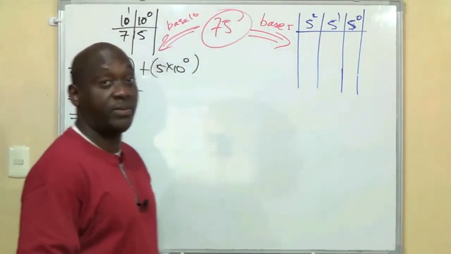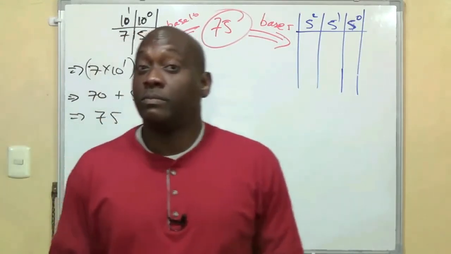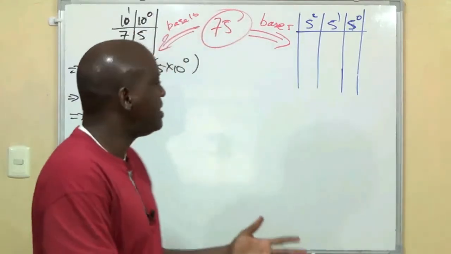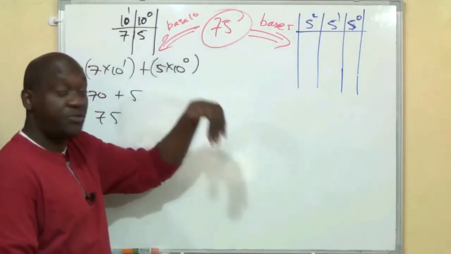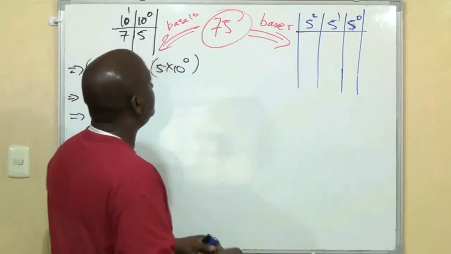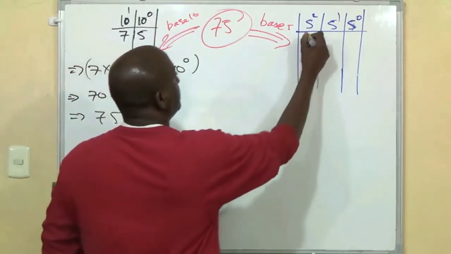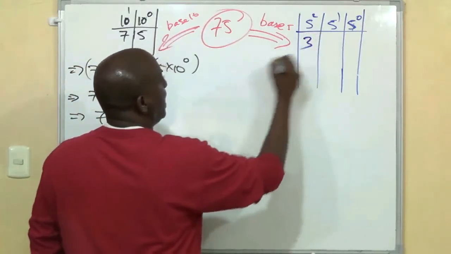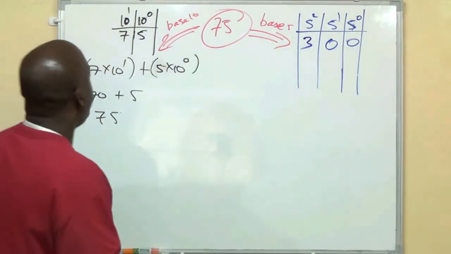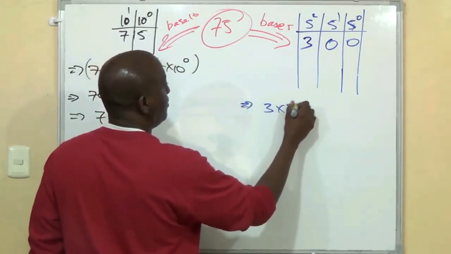We know that 5 squared is 25. So 75 divided by 3 is 25. In other words, 75 is 3 by 25. So immediately we could put 3 here, and we could put 0 here and 0 here. So 75 in base 5 is the same thing as 3 by 5 to the power of 2.